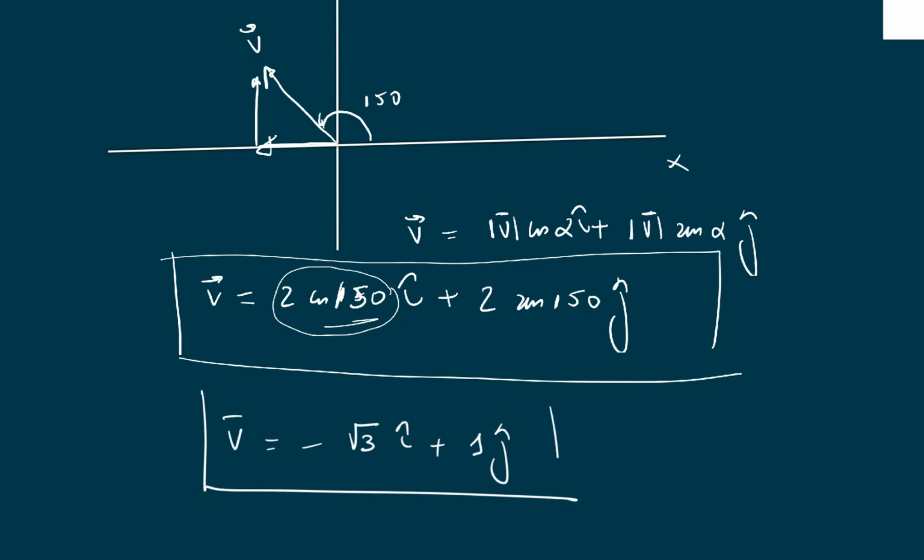So if you use your calculator, you have this expression for the vector V. It's walk the square root of 3 in the minus I direction, and later on walk 1 meter in the J direction. And the magnitude of this vector, if you use the Pythagorean theorem, is 2. Calculate it, and you will see that it's 2. And the angle with the x-axis is 150.